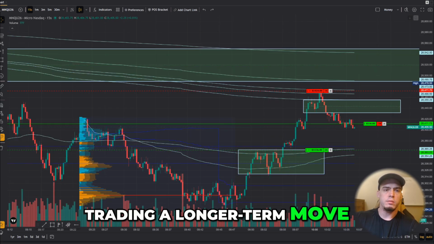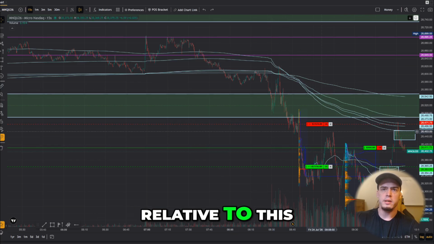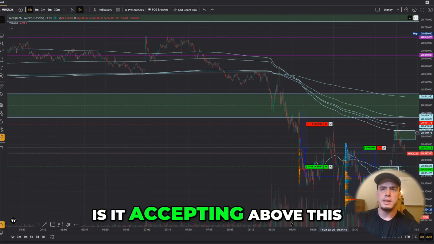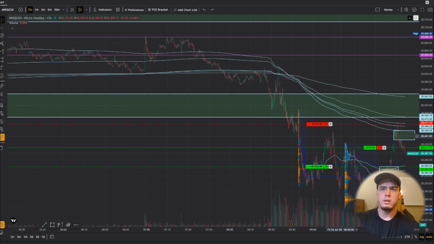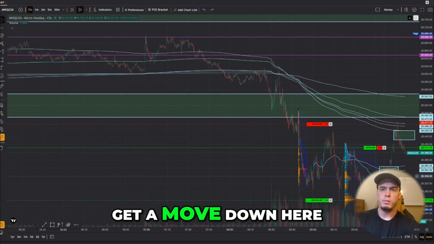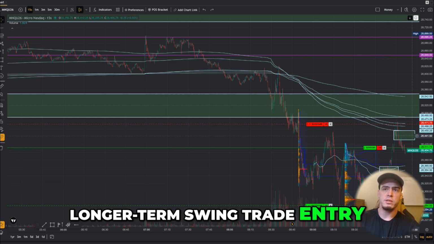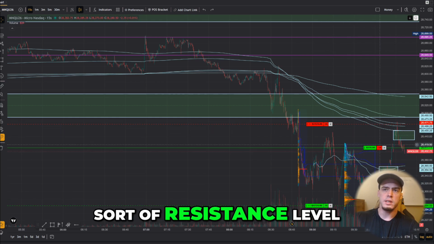Trading the longer term move, however, is price accepting lower relative to this? Yes. Is it accepting above this? No. Seems like that's rejecting that. So we can maybe get a move down here. Where's a safe place to enter? Longer term swing trade entry here up at this sort of resistance level.